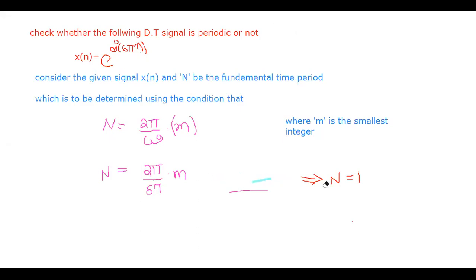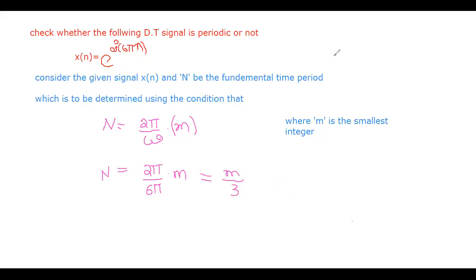What is the fundamental time period you are getting by solving this one? So obviously your fundamental time period, capital N, is equal to m by 3, is it not? Then again the problem comes here. How do we select the proper value of m such that it makes capital N an integer?